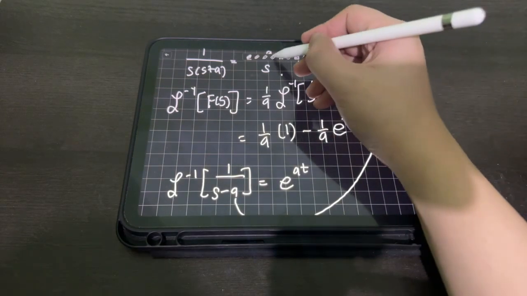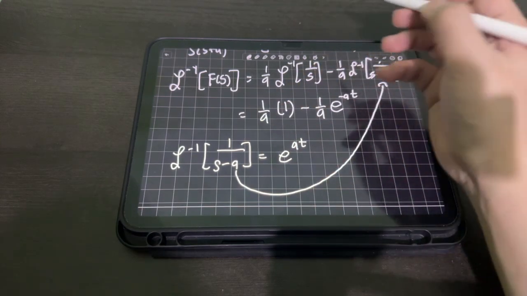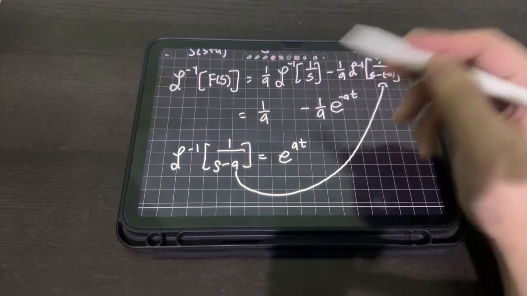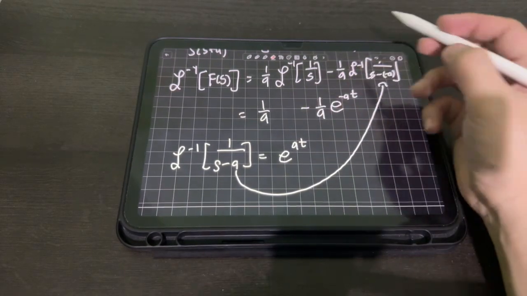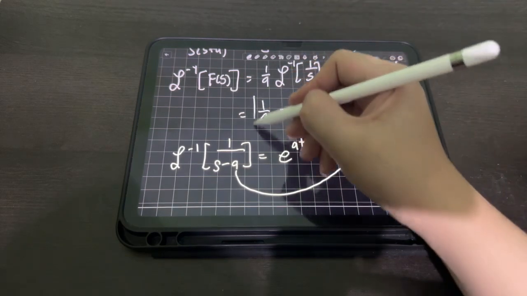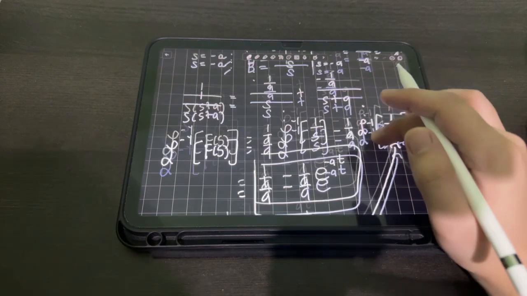Okay, so this is the final answer. Or actually simplifying further, this times 1, 1 over a times 1 is just equal to 1 over a. Okay, so this is the final answer. Okay, next.